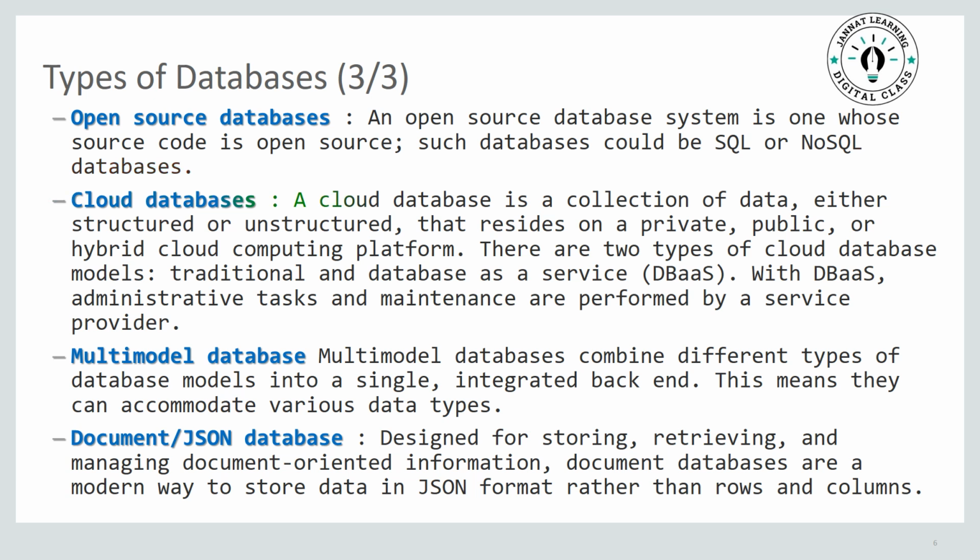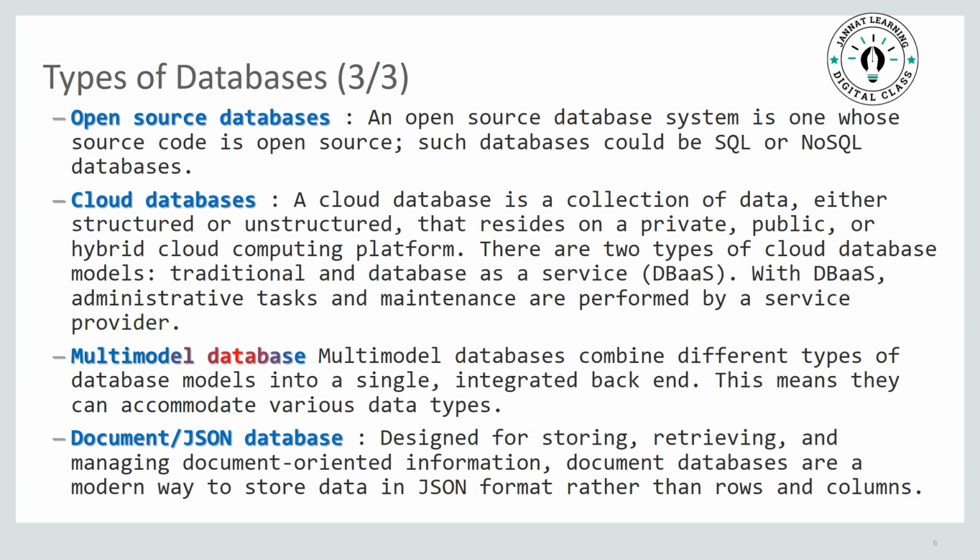Cloud databases. A cloud database is a collection of data, either structured or unstructured, that resides on a private, public, or hybrid cloud computing platform. There are two types of cloud database models: traditional and database as a service, DBaaS. With DBaaS, administrative tasks and maintenance are performed by a service provider.